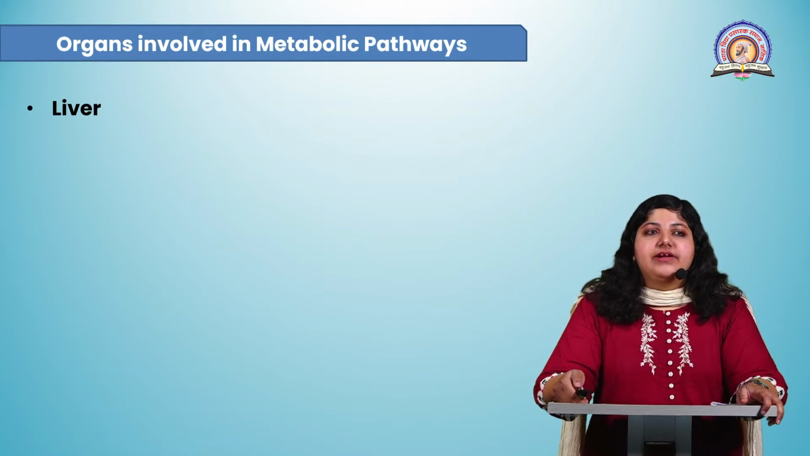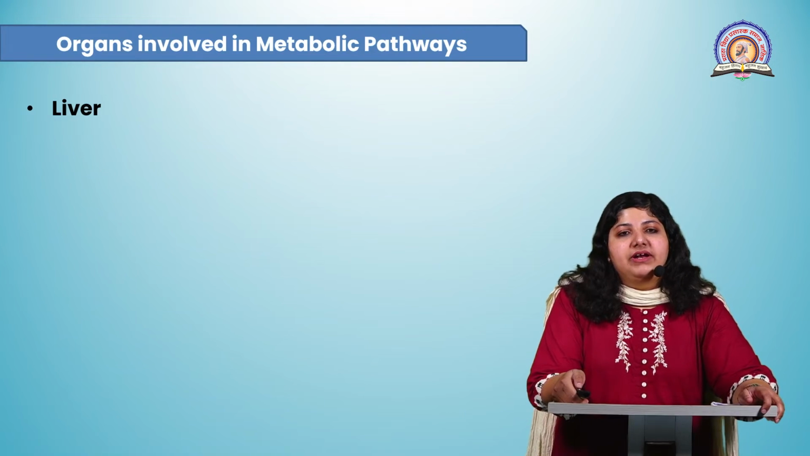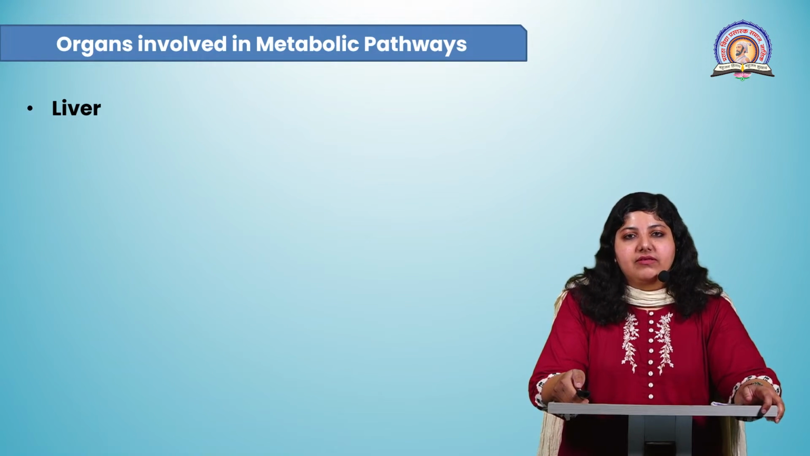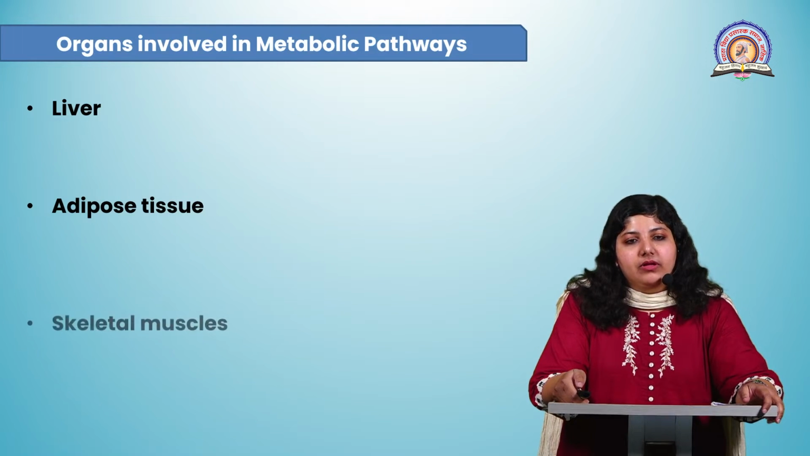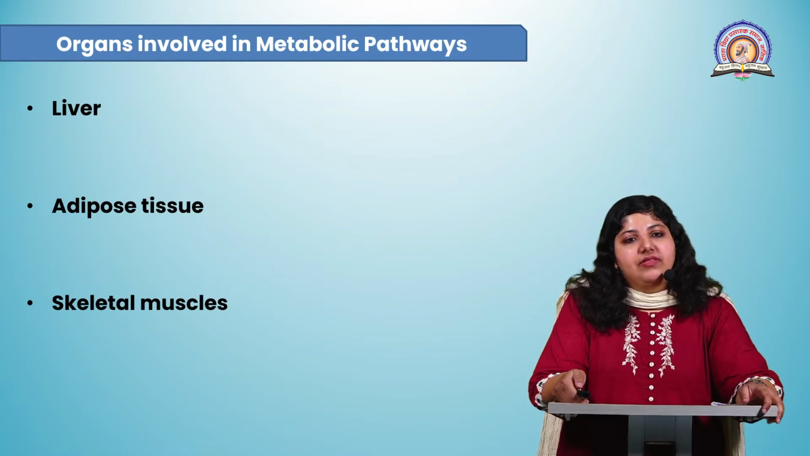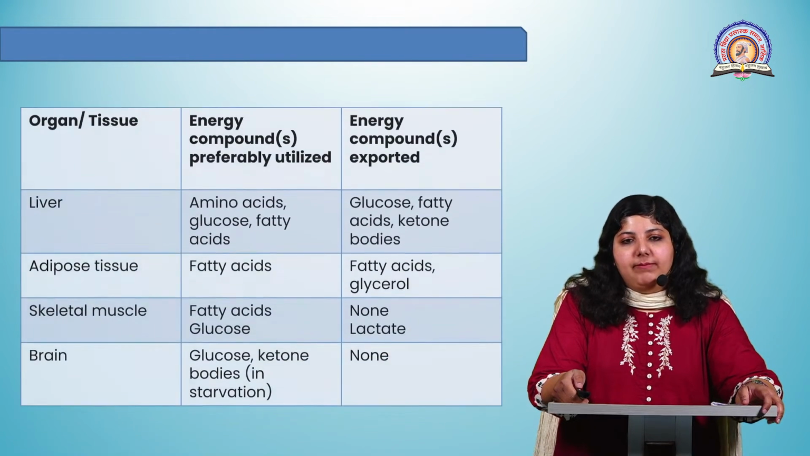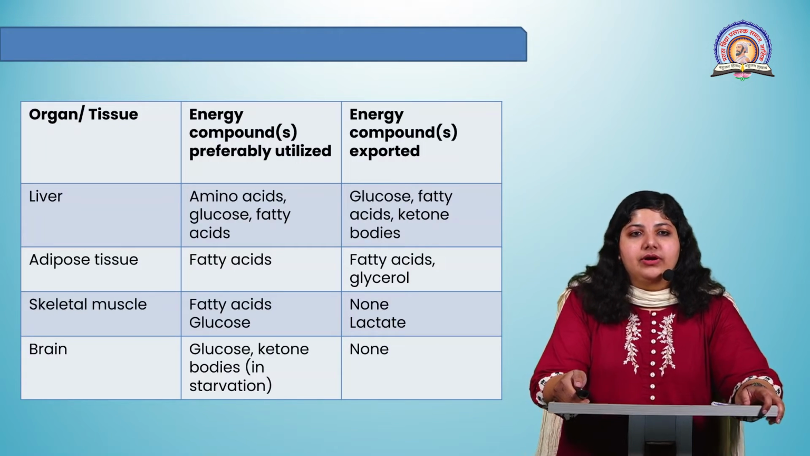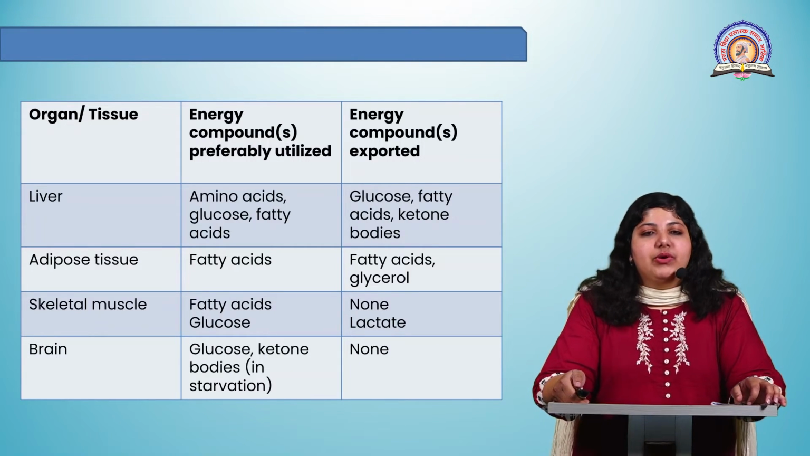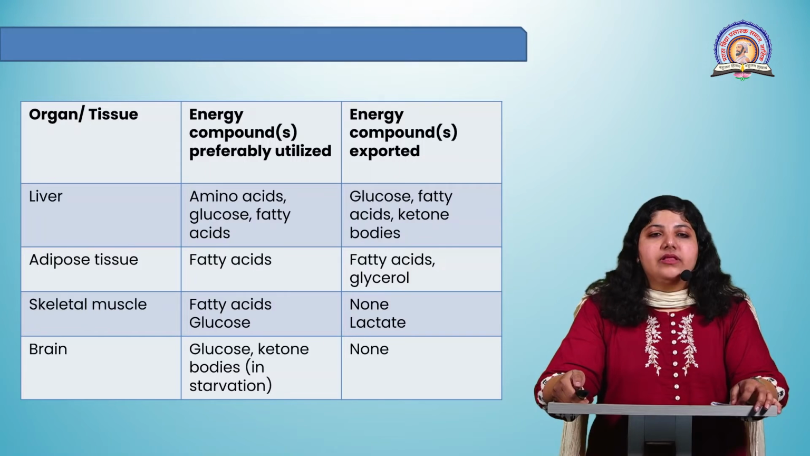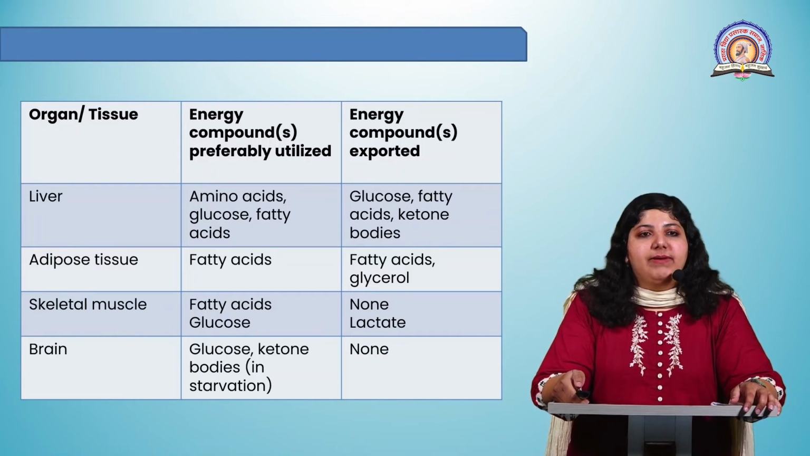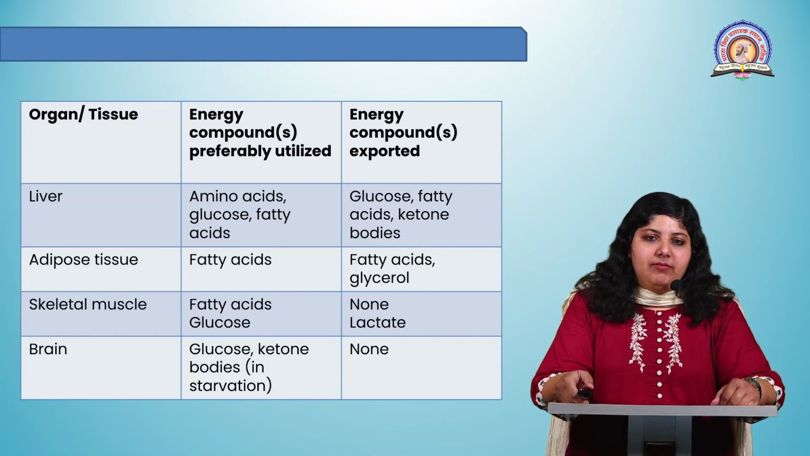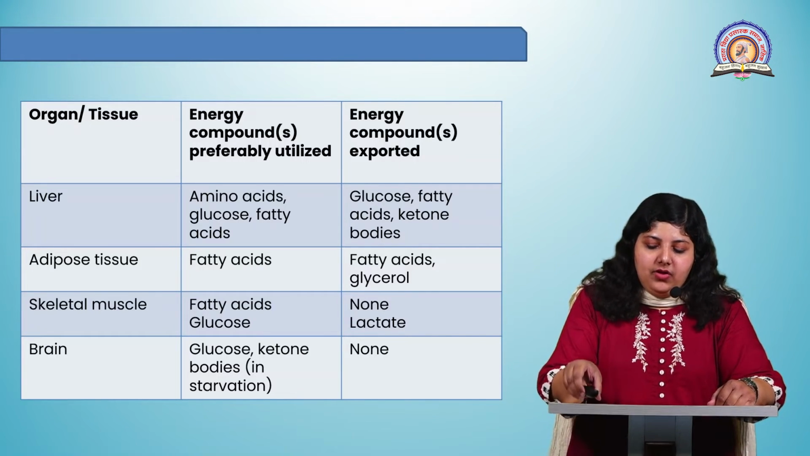So let us see the different organs which are involved in the metabolic pathways. First is liver. Next is the adipose tissue. Third one is the skeletal muscles. And the fourth one is brain. We will be seeing how different metabolic pathways occur in these four organs. First, you can see in this table what are the energy compounds which are utilized by the different organs and which energy compounds are exported from these organs.